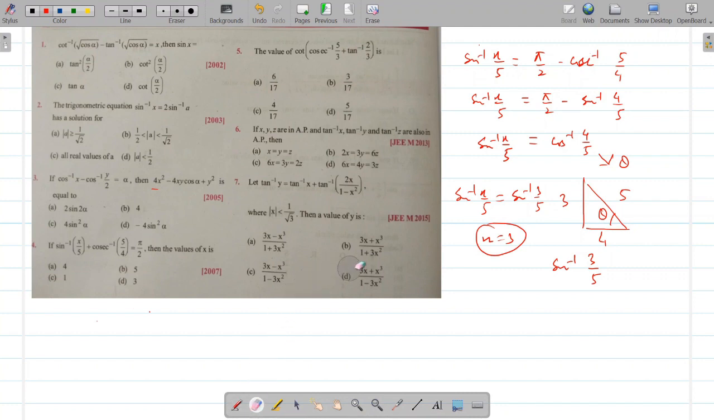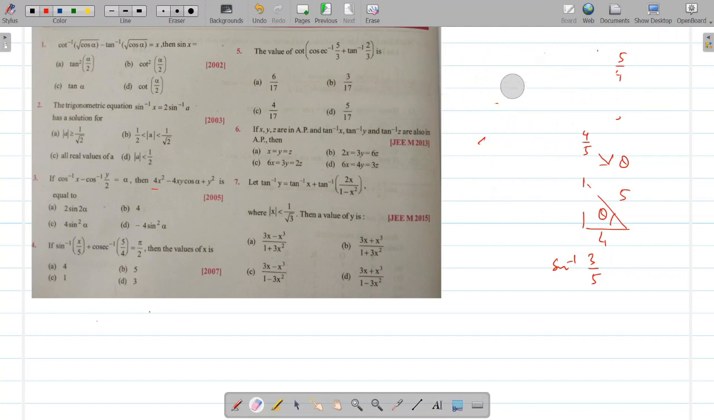So we come to the next question now. That is, the value of cot of cosec inverse of 3 by 5 plus tan inverse of 2 by 3.